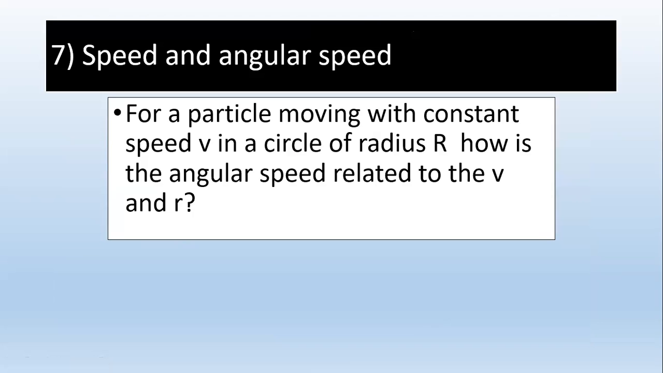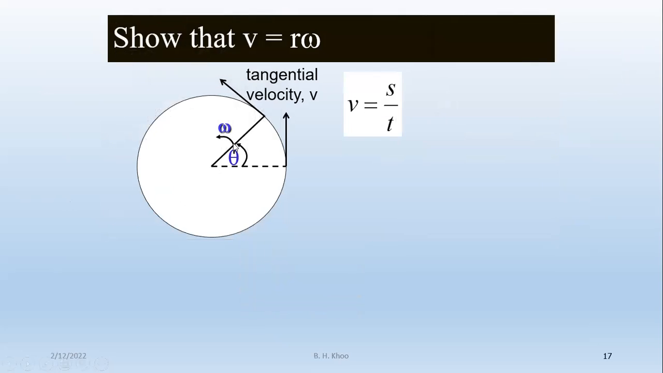Speed and angular speed. For a particle moving with constant speed v in a circle of radius r, how is the angular speed related to v and r? That is the equation that we want. How to derive that? Initially, the particle is here with tangential velocity v. And then after a certain time, it will be here. Velocity changes direction, but the speed is still the same, the magnitude is still the same.